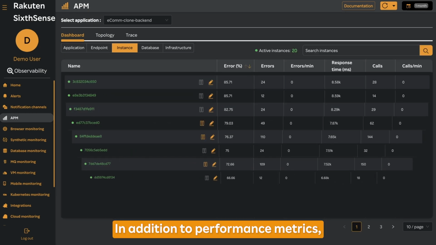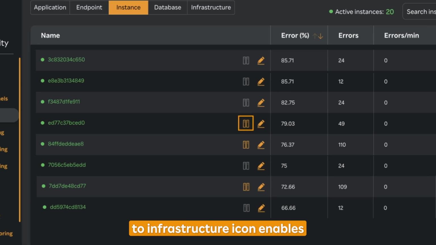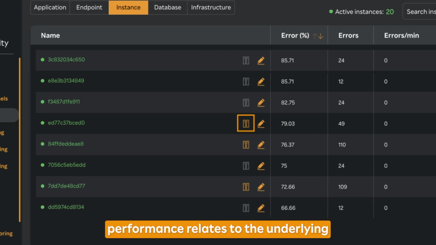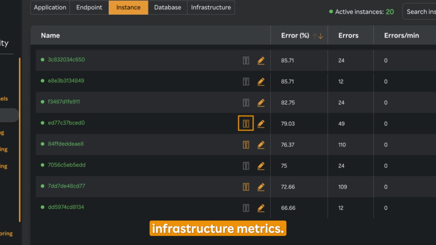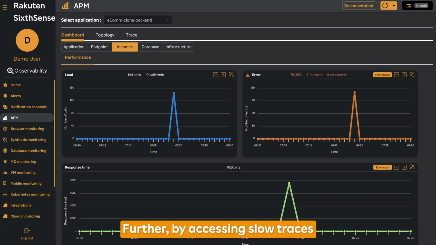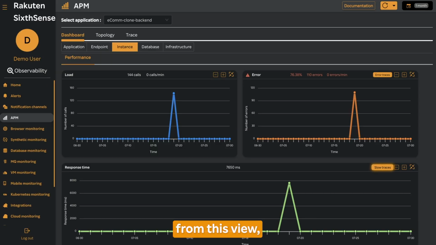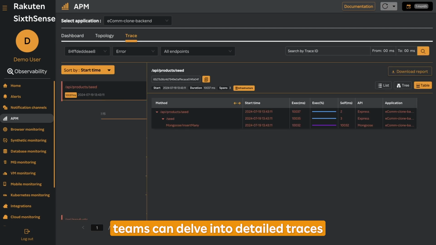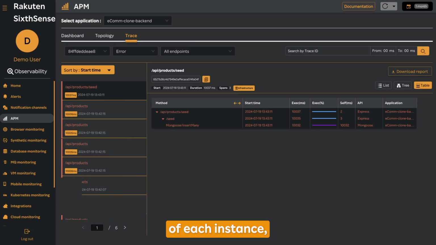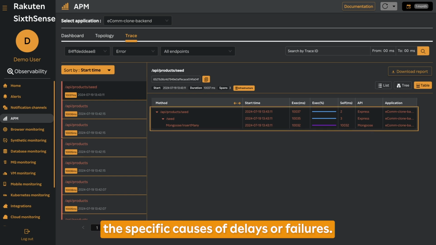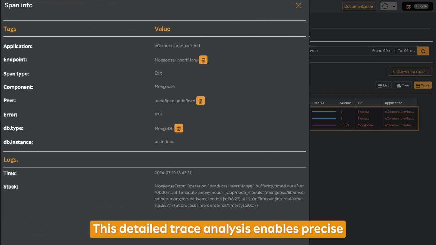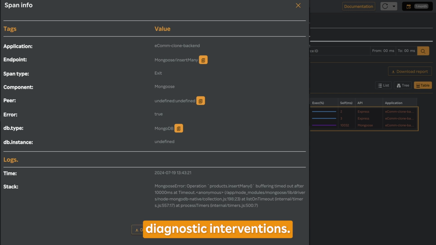In addition to performance metrics, the correlation to infrastructure icon enables teams to view how instance performance relates to the underlying infrastructure metrics. Further, by accessing slow traces from this view, teams can delve into detailed traces of each instance, examining individual spans within those traces to determine the specific causes of delays or failures. This detailed trace analysis enables precise diagnostic interventions.